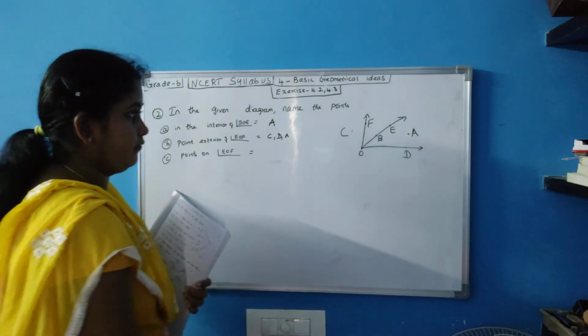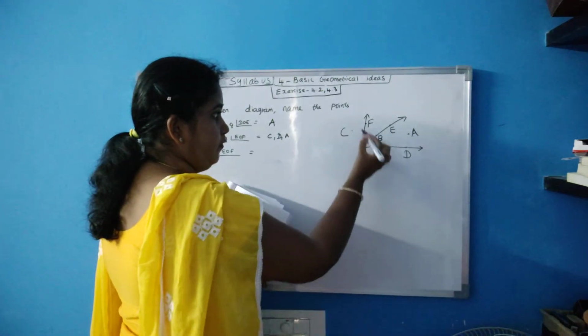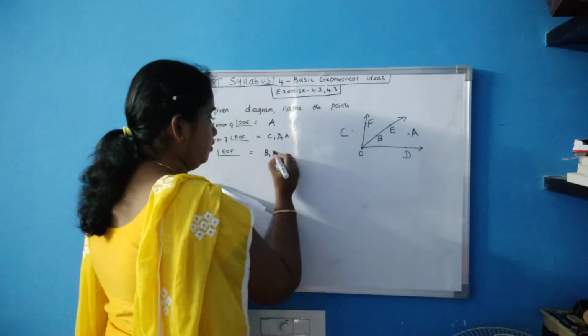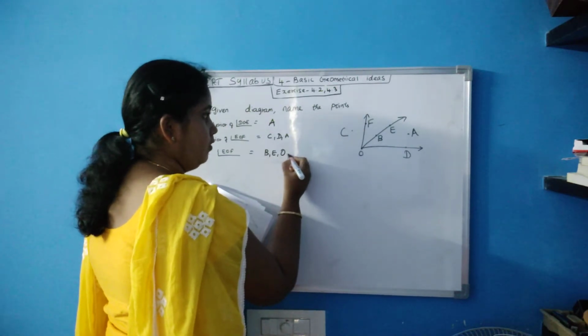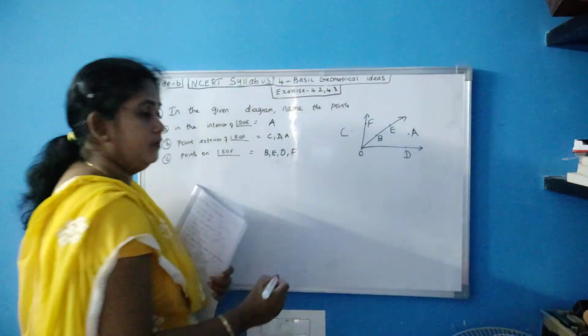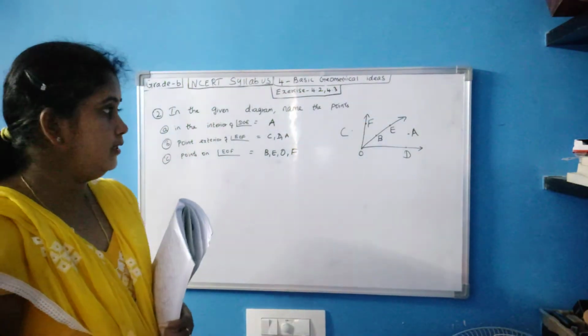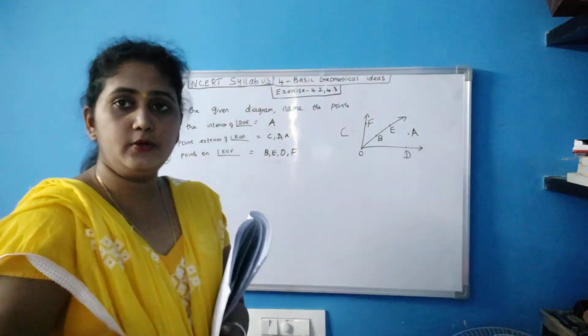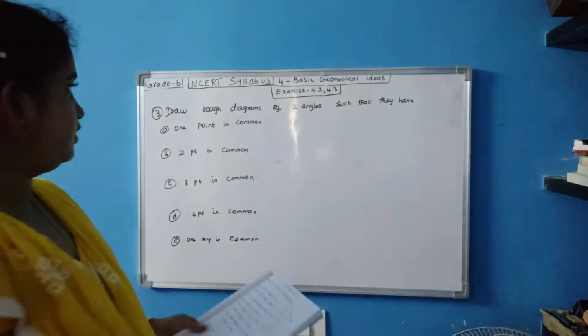Points on EOF. So on EOF, what are the points? B, then E is also on EOF, O, F. So these are the points on EOF. Did you understand? Now let's move on to the next sum. So this is your next sum.